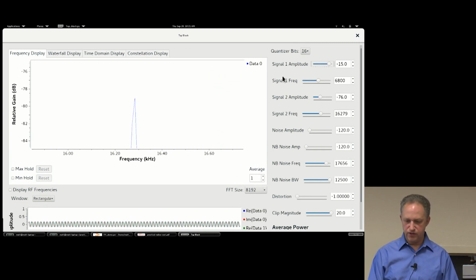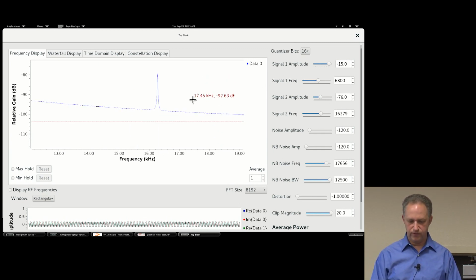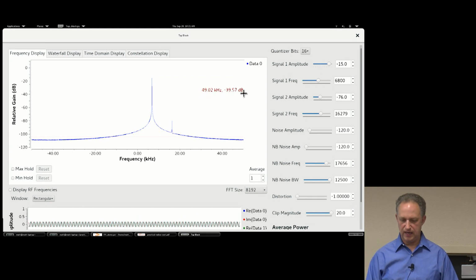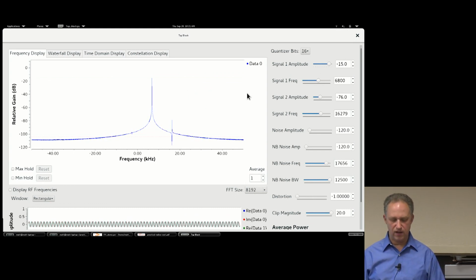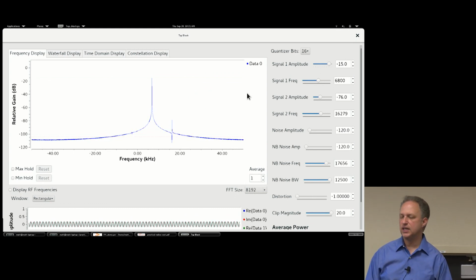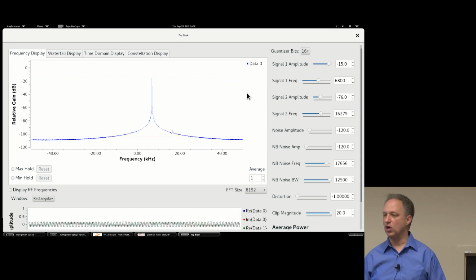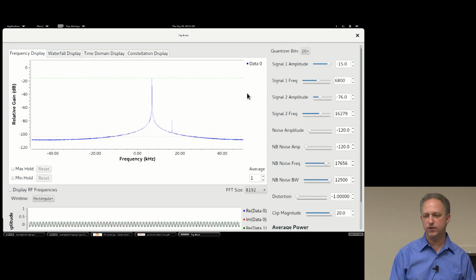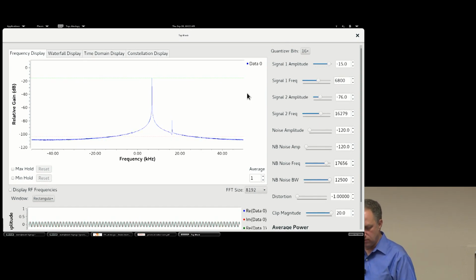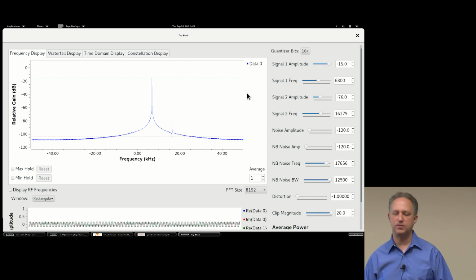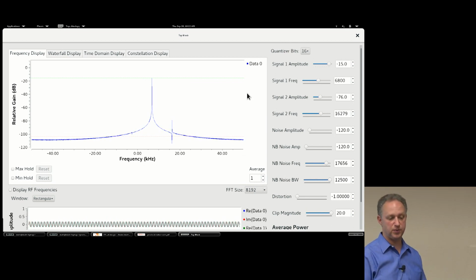So, okay, now we've talked a lot about analog effects of the front end. Let's also look at quantization. All of our receivers have A to D converters in them, and most of this applies to D to A converters as well, but we'll talk about it from the A to D perspective.